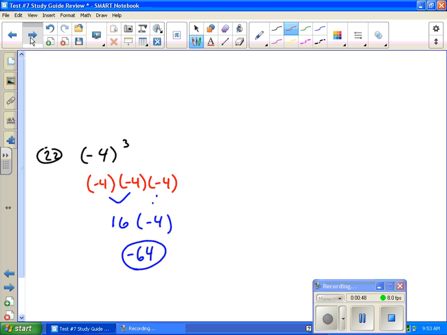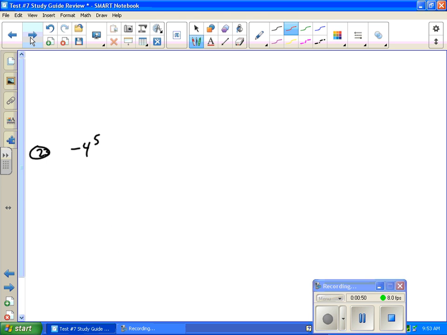Number 23, the difference between 23 and 22 is, notice that the negative is not inside parentheses now. So it's not negative 4 times itself 5 times. It's simply 4 times itself 5 times. Somebody help me out with that one. Is it like 1025? Do 4 to the 5th power for me real quick. What is it? 1024? No, I was pretty close.